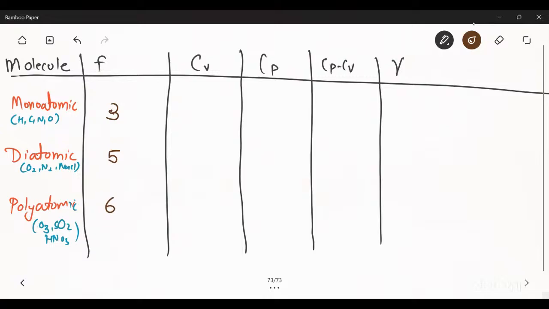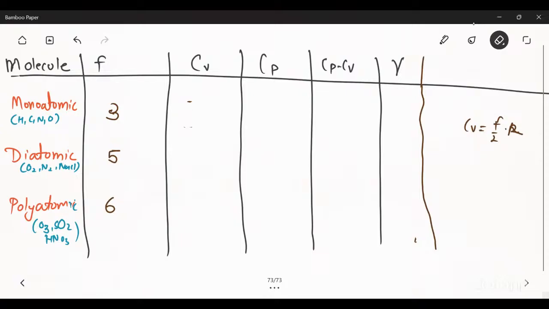Now the formula of Cv is F upon 2 times R. The value here is 3 by 2 R, 5 by 2 R, and 6 by 2 R.